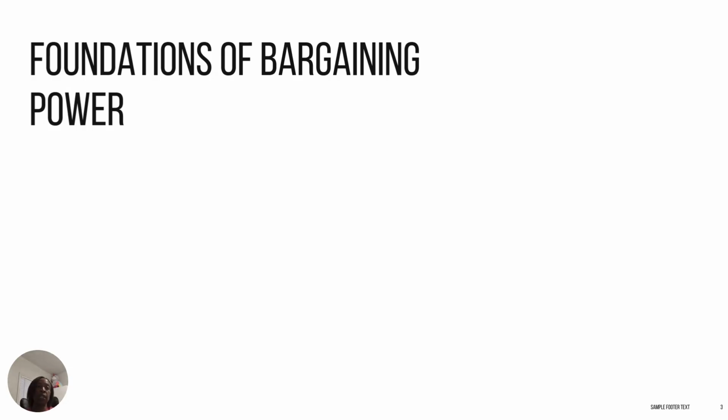Foundations of bargaining power. Understanding the basic elements that determine bargaining power is essential. This section covers key factors influencing power dynamics among employers, employees, and unions, along with economic and organizational influences shaping negotiations.